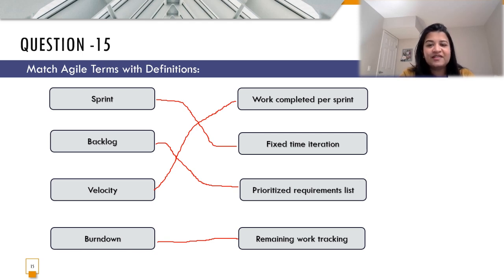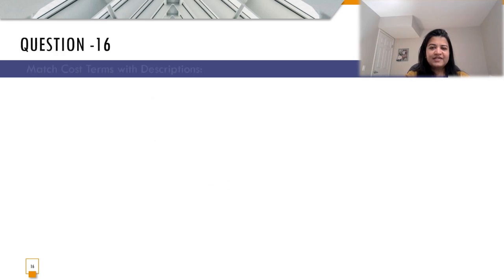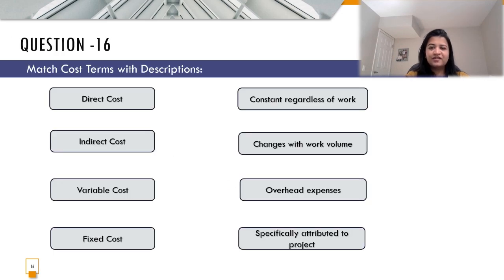Please remember these terms as they are going to show up on your exam. In question 16, let us match the cost terms with their descriptions. Now, as we all know, there are different kinds of costs like direct cost, fixed cost, variable cost, and indirect costs. Fixed cost is something that I know is going to occur regardless of any work that we do. So that is constant and it occurs regardless of the work that we do.